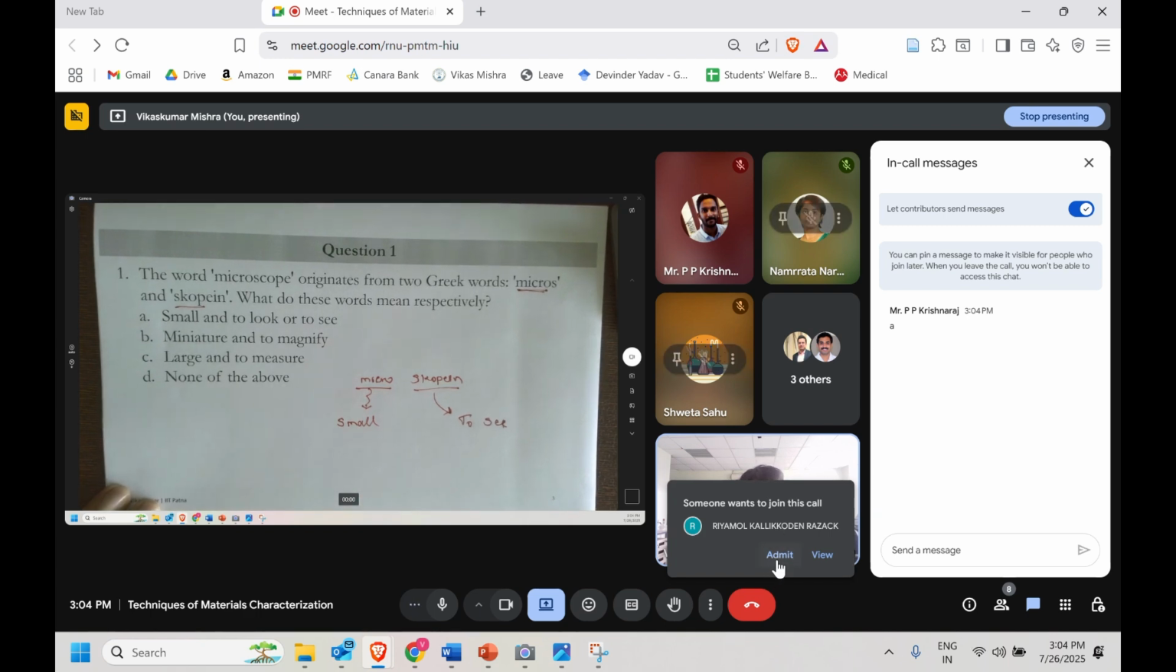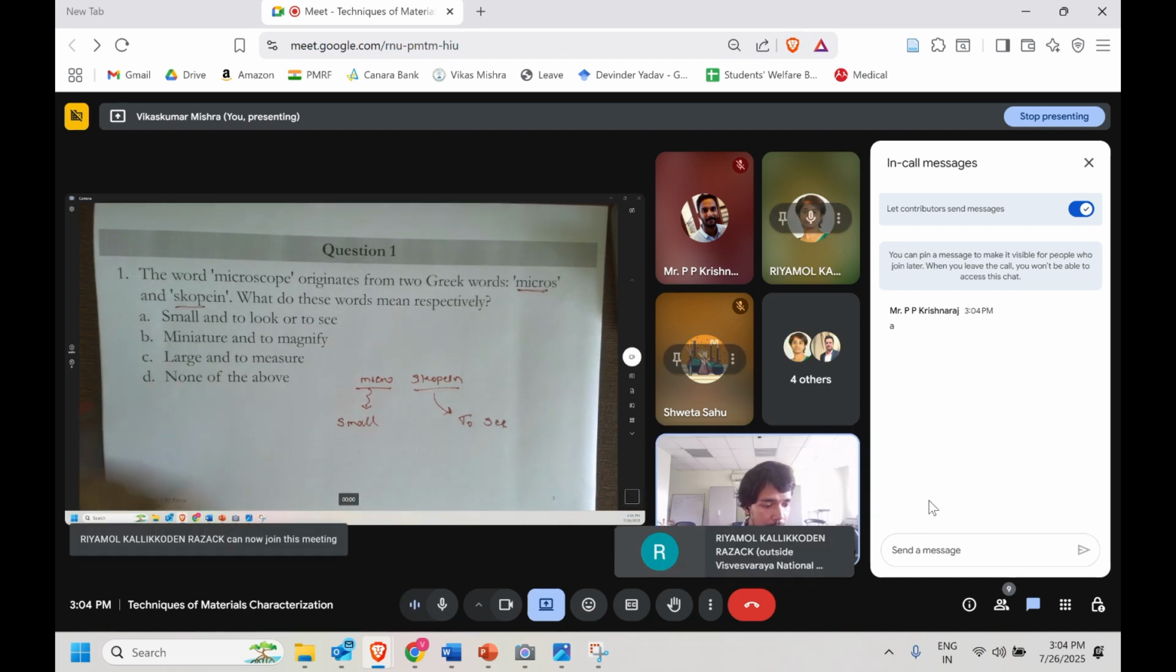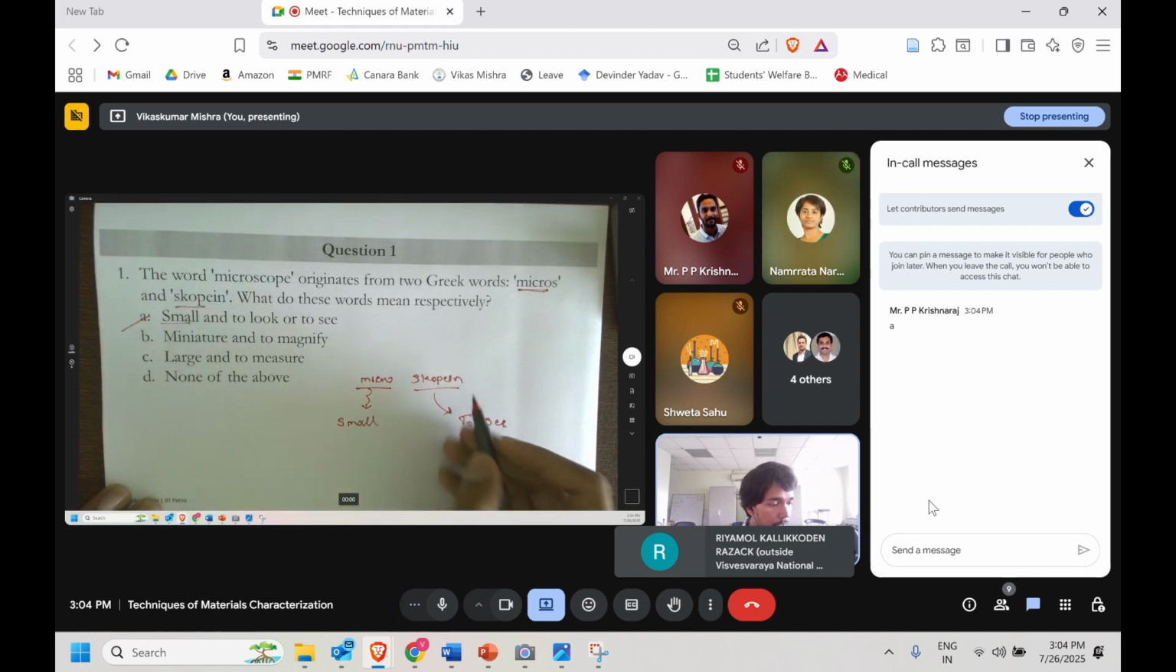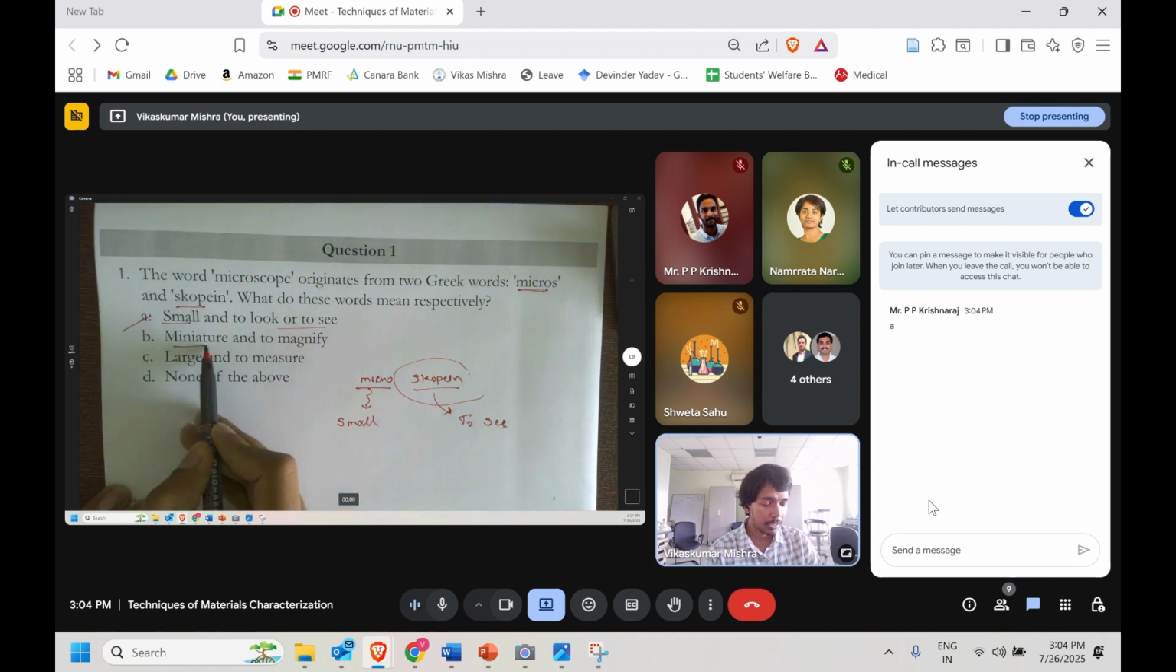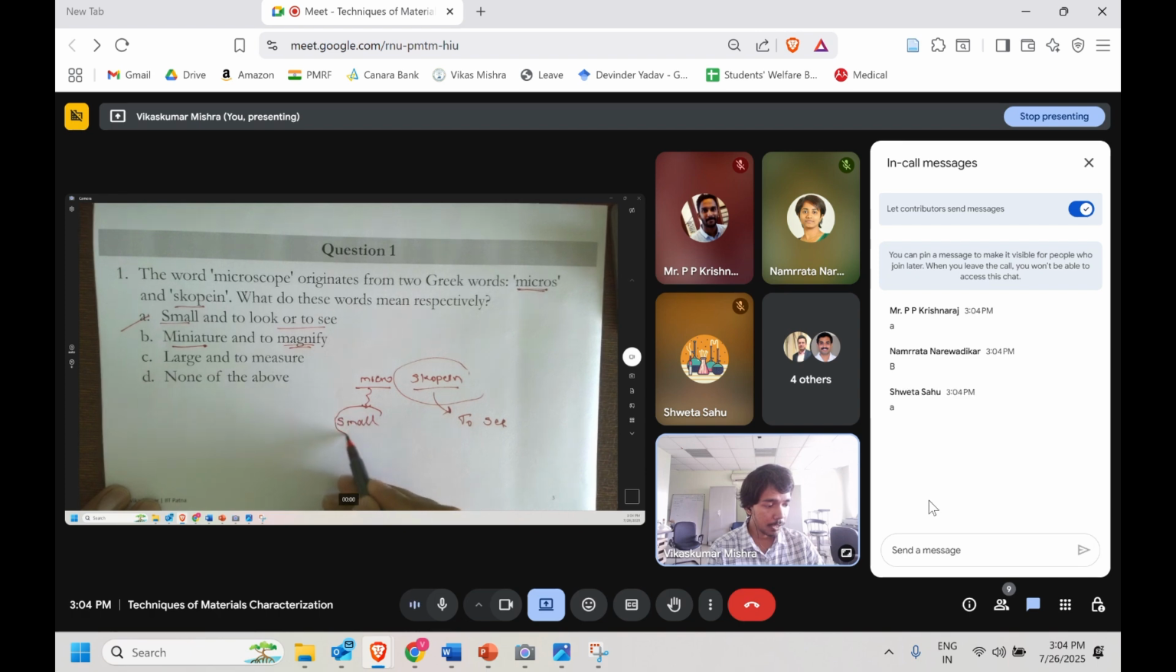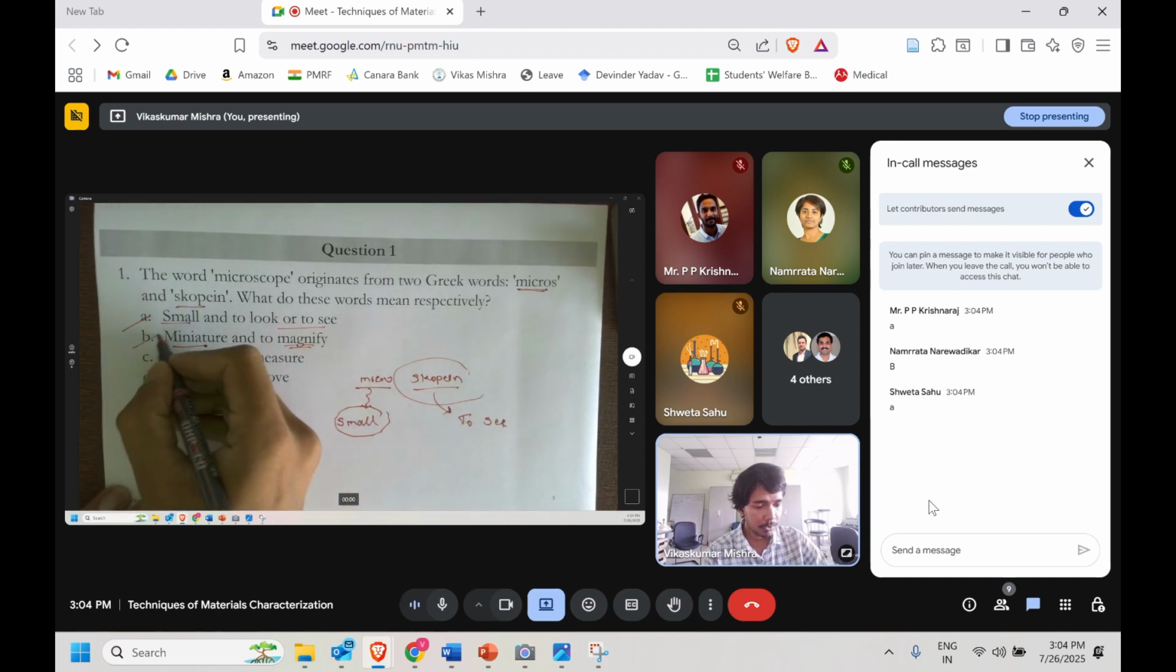Yes, Krishna sir has written it right, option A is the correct one, where it's small and our scope is to see it. Option B is miniature. Miniature is okay, we can still consider it, but to magnify, no. Microscope only means that we want to see small features or small objects, right? So option B is not correct.